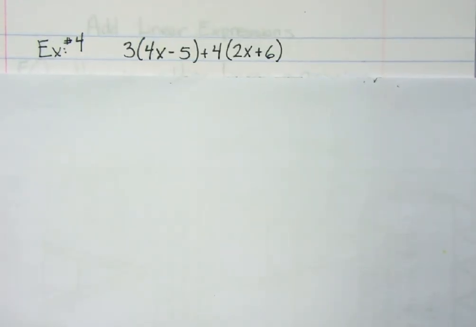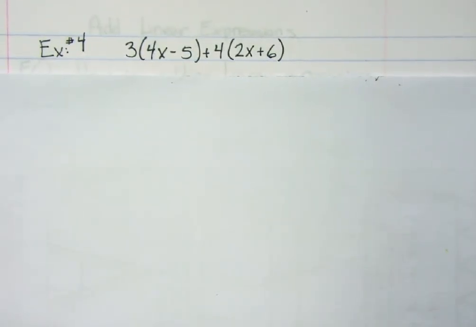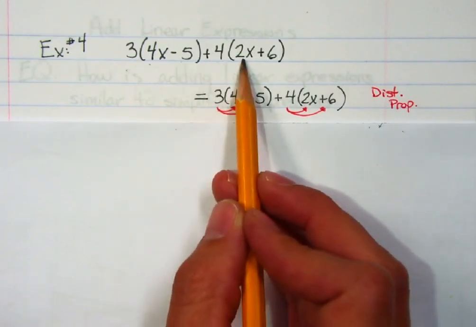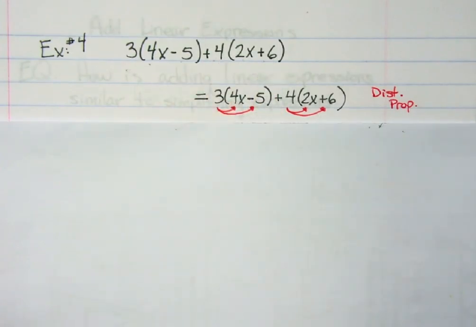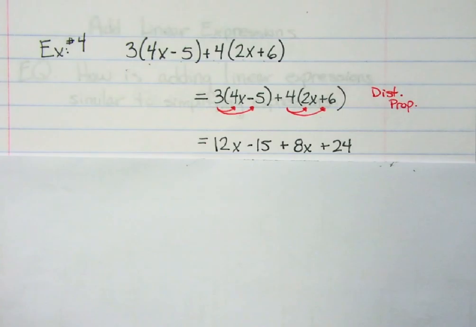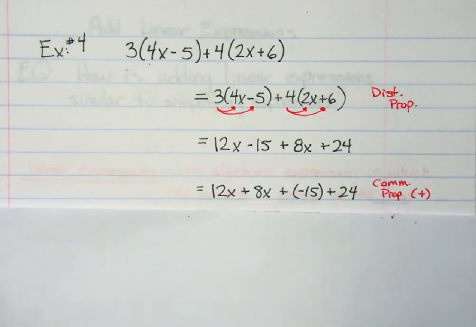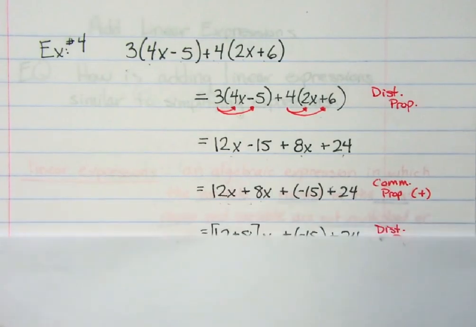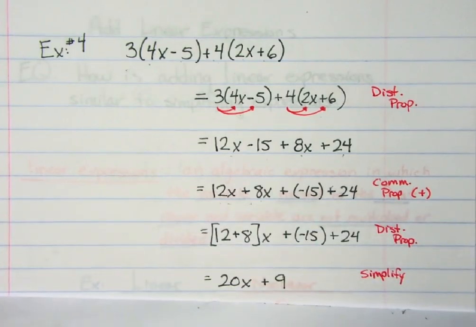These last two examples, I'm going to go by real fast, to try to keep this video under 6 minutes. So here I'm going to distribute 3 times 4, 3 times negative 5, 4 times 2, 4 times 6. I distribute. I get this. I then combine like terms by moving some stuff around using the commutative property. Move these two next to each other, these two next to each other, and then combine them. I get 20x plus 9.